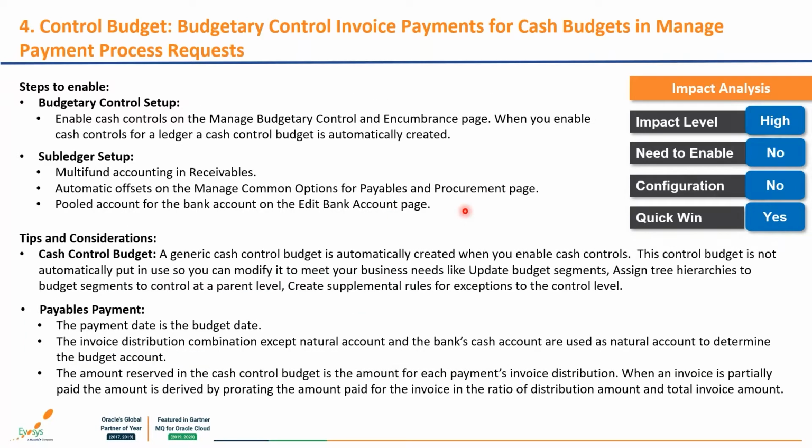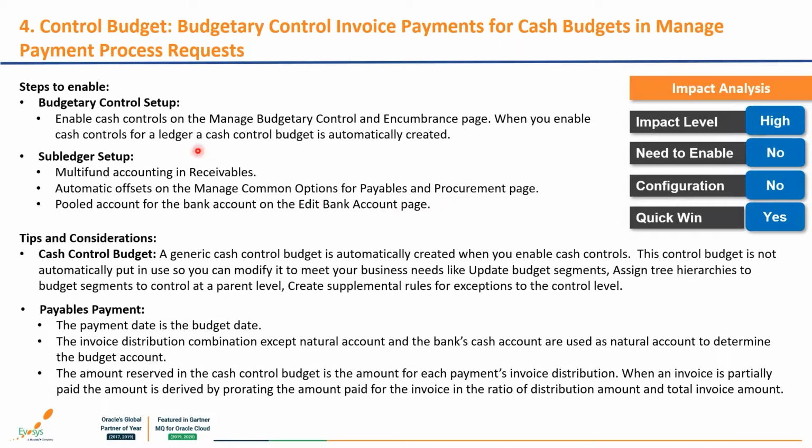Now let's talk about how to use it. On the manage budgetary control and encumbrance page, we will have an option to enable cash controls for a ledger. So we can enable it for our particular ledger and use it. In terms of subledgers, there are some setups we need to do to use this functionality. In receivables, we need to use multi-fund accounting. Then automatic offset on the common options for payables and procurement page should be enabled. We also need to use the pooled account for the bank on the edit bank account page, right?